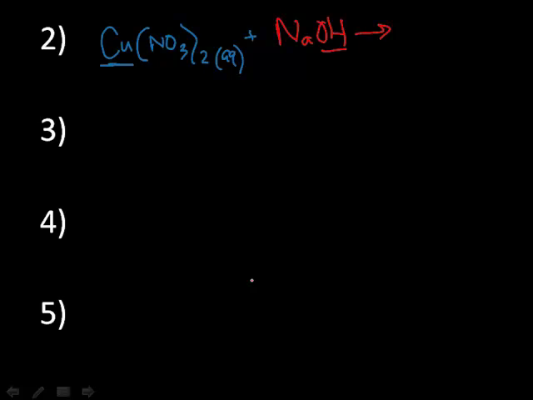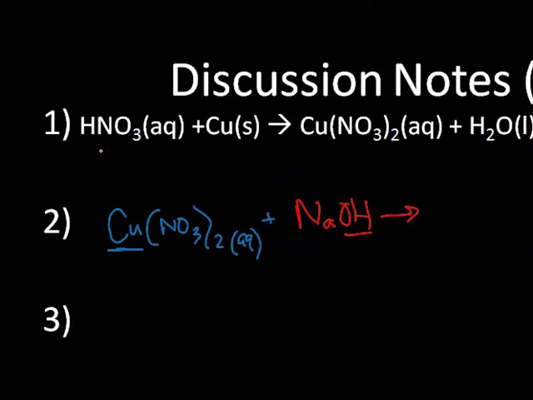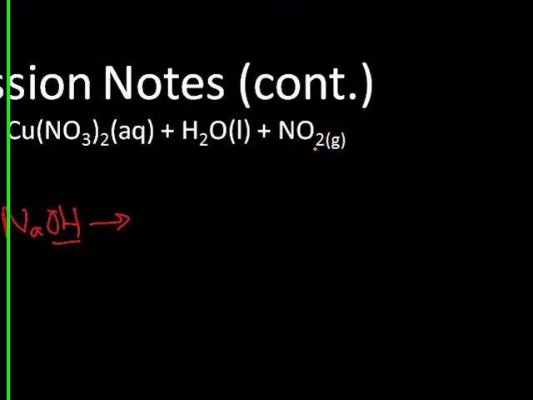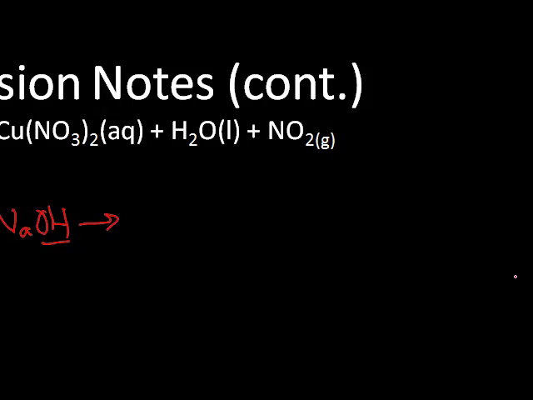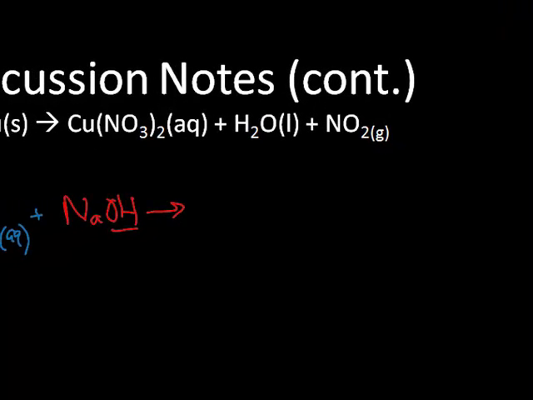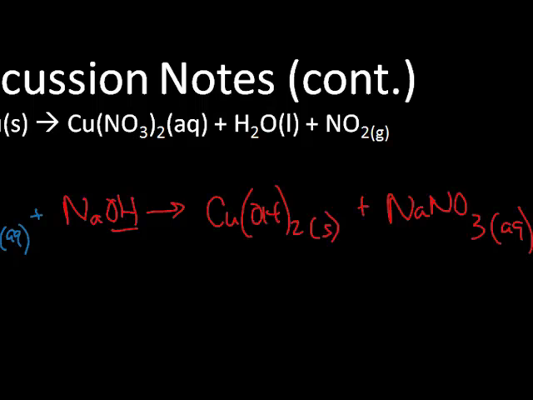Now, looking at the first reaction we saw, which we did together here, this is known as a chemical sentence. Nitric acid plus copper makes copper nitrate, water, and NO2. In the second step, we took copper nitrate, which was our product, and we added sodium hydroxide to it. When they were added together, it produced a compound with copper and hydroxide, and sodium and nitrate.